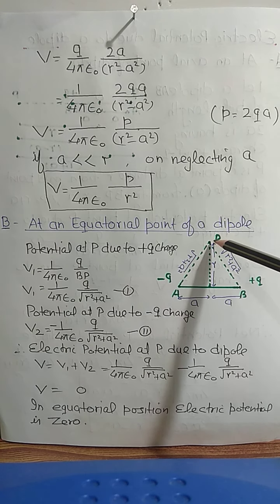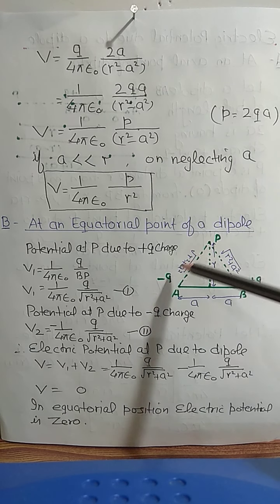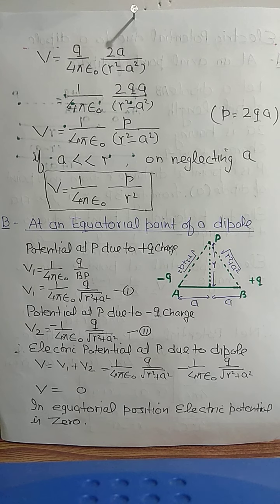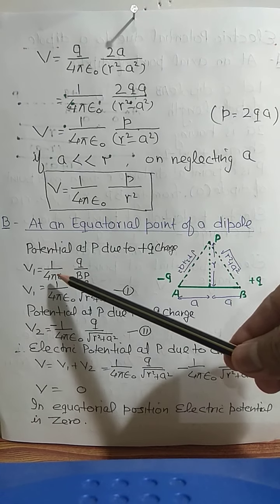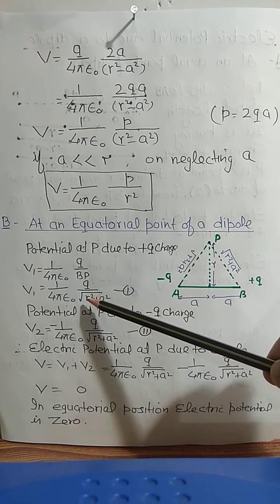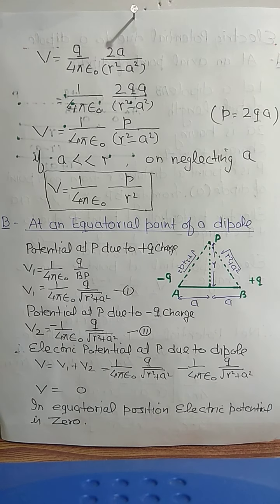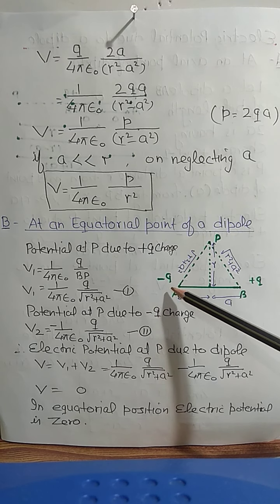The distance of this point from plus Q charge is under root A square plus R square, and from minus Q charge is also under root R square plus A square. Yes? So now potential at point P due to this plus Q charge will be what? V1 is equal to 1 upon 4 pi epsilon naught Q upon BP, and BP is under root R square plus A square. So V1 is equal to 1 upon 4 pi epsilon naught Q upon under root R square plus A square. Equation number 1.